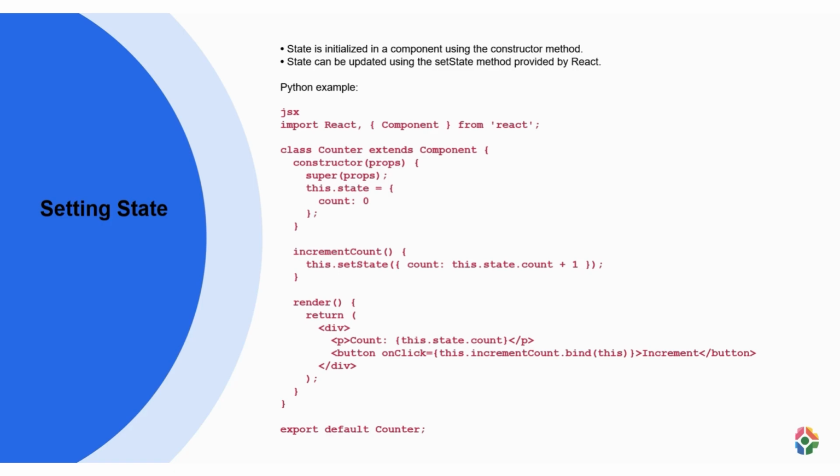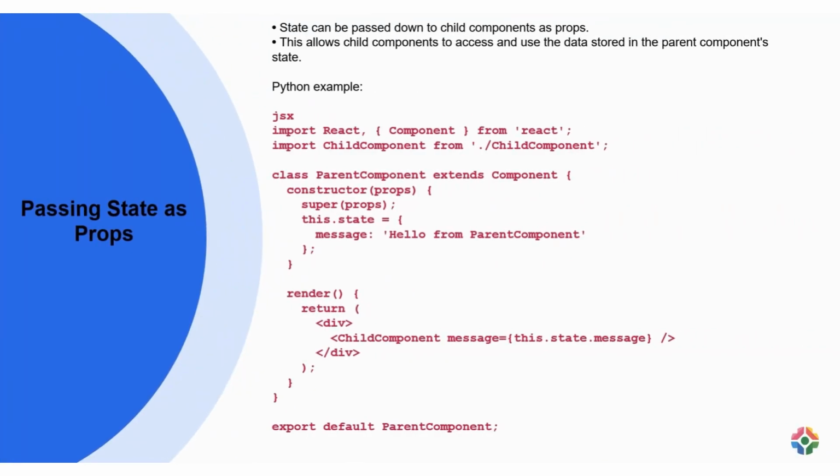For instance, in a counter component, an increment count method can be created to update the count in the state. Upon clicking a button, this method can be called, incrementing the count value by 1. By employing the setState method within the increment count function, the current count is modified appropriately and the component re-renders with the updated count. This strengthens the interactivity of the component and ensures the user interface reflects the latest state changes.